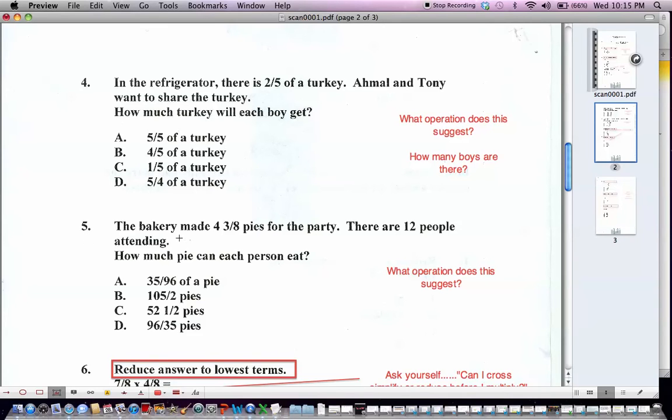Number 5, the bakery made 4 and 3/8 pies for the party. This is a mixed number. 4 wholes and 3/8 of pies for the party. There are 12 people attending the party. How much pie can each person eat? Again, what operation does this suggest? What type of math are we doing? Are we going to divide or are we going to multiply? What do you got to do here first? Loopy trick, right? Got to do the loopy trick.